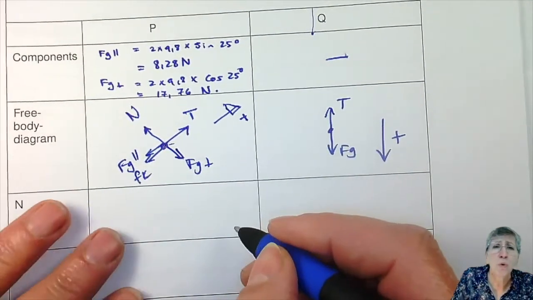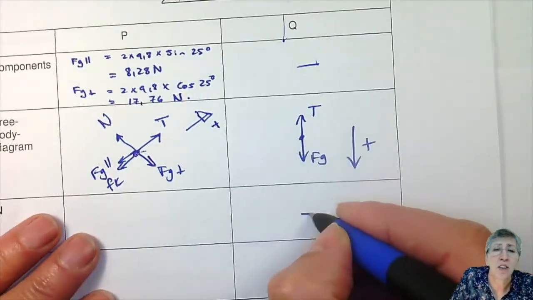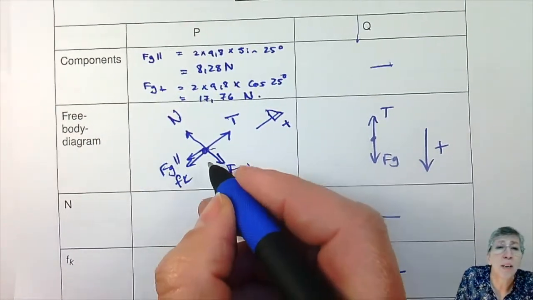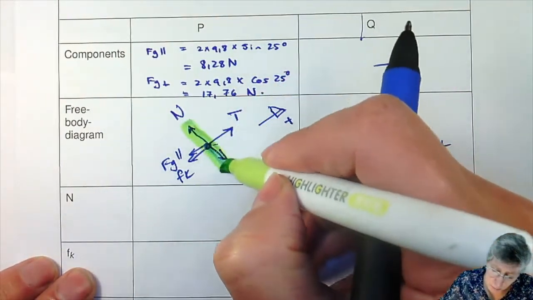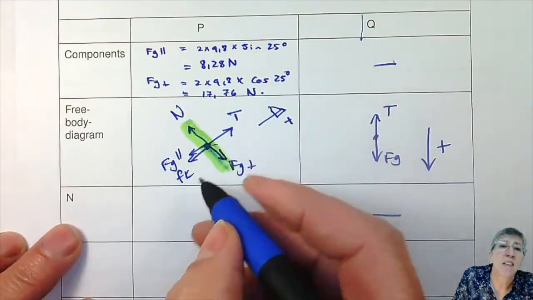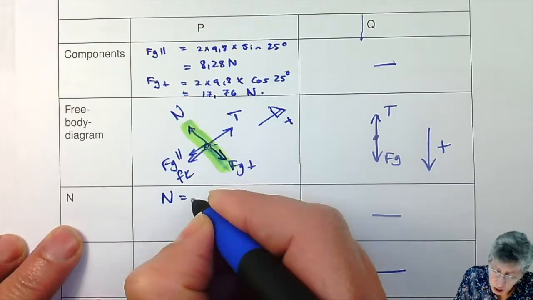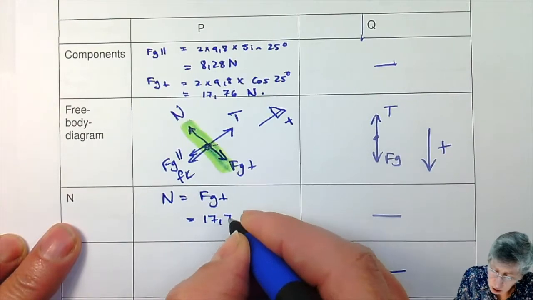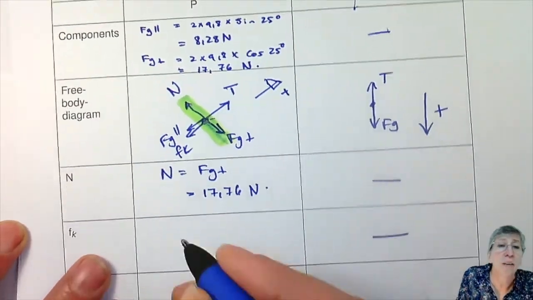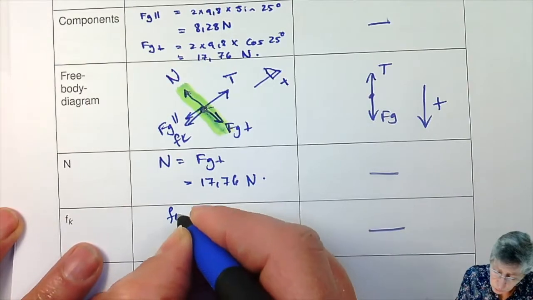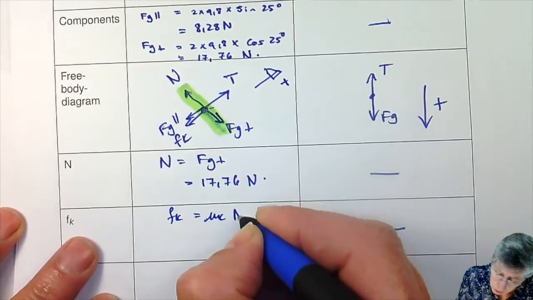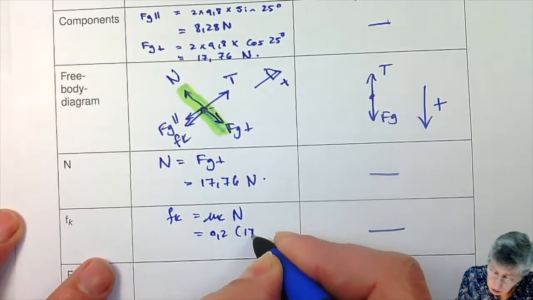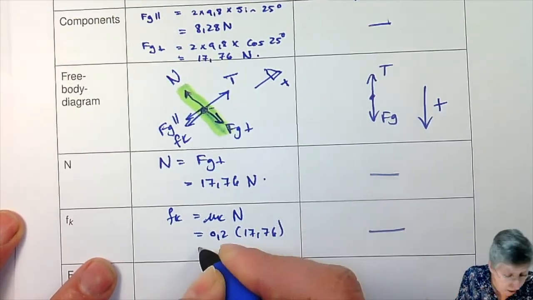Now, normal force. Q is obviously not on a surface, so no normal force, no friction. We're working with this one. What do we know? If you look at the perpendicular forces, the normal force is just equal to gravity perpendicular. We've already worked that out as 17,76 newtons. Then to get the frictional force, mu k is given up there as 0,2, so that's just multiplying by 17,76.